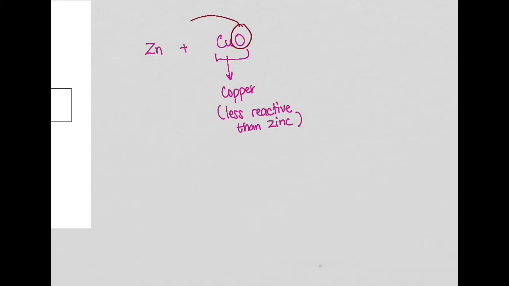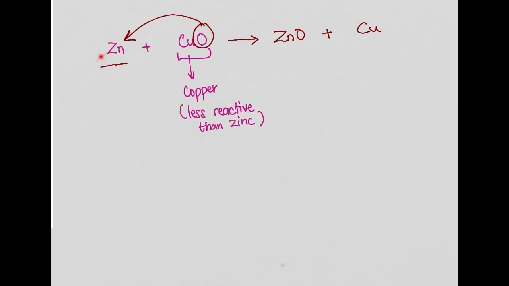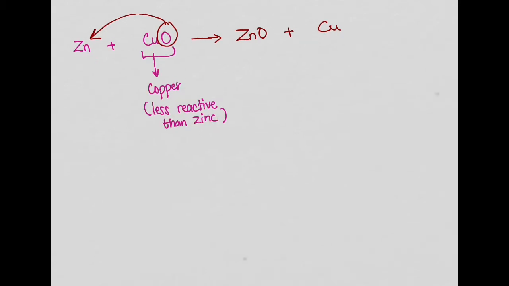oxygen from copper oxide. So you're going to have the formation of zinc oxide, and copper is going to be left all alone without any oxygen bound to it. So in this reaction, the more reactive metal has been able to take oxygen from an oxide of a less reactive metal. Now when we look at this reaction, zinc has gained oxygen to form zinc oxide, and copper oxide has lost oxygen to form copper.